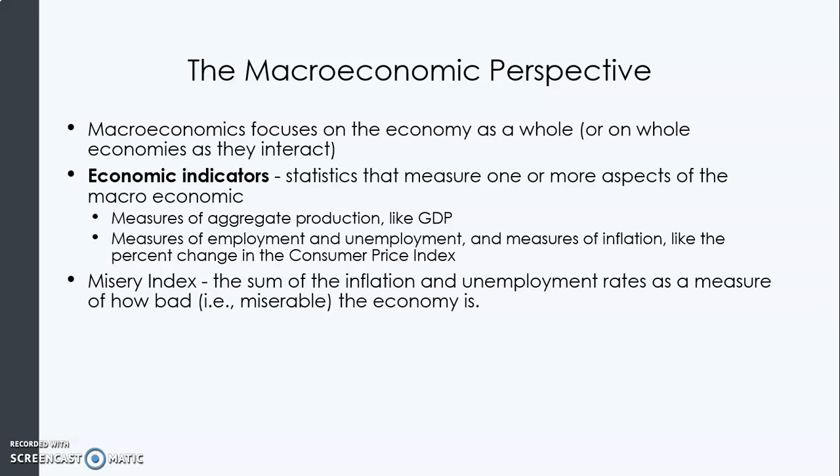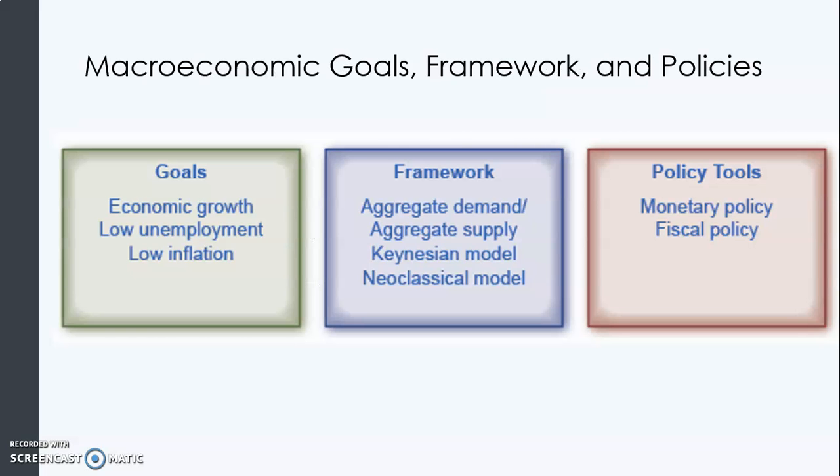The indicators that we're going to use are statistics that measure aspects of the macroeconomy. So these would be things like GDP, which we'll be calculating today, measures of employment and unemployment, measures of inflation, and the misery index, which is the sum of inflation and unemployment. We'll talk about the misery index and its historical significance a little bit later on. The goals of macroeconomic policy involve economic growth, low unemployment, and low inflation.